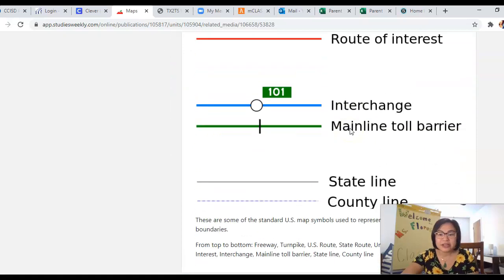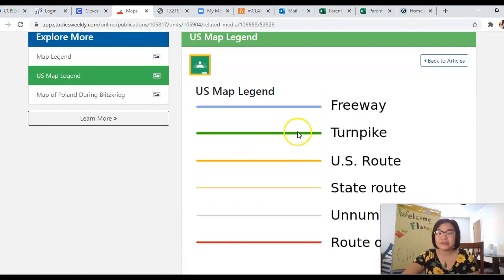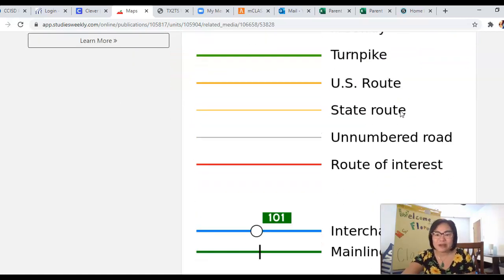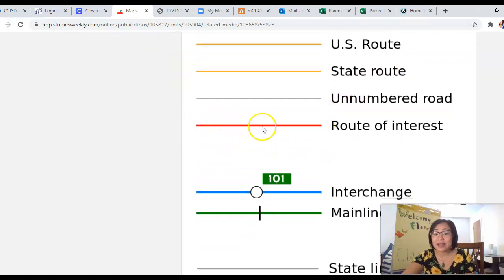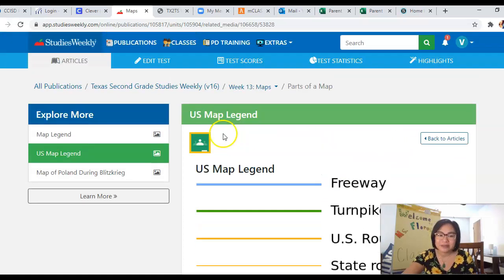All right, this is another legend that you could see, right? So all the blue lines might mean freeways. That's like highways like I-35. You might see a red line, which is where you want to go. A route of interest. All right, let's go ahead and go back.